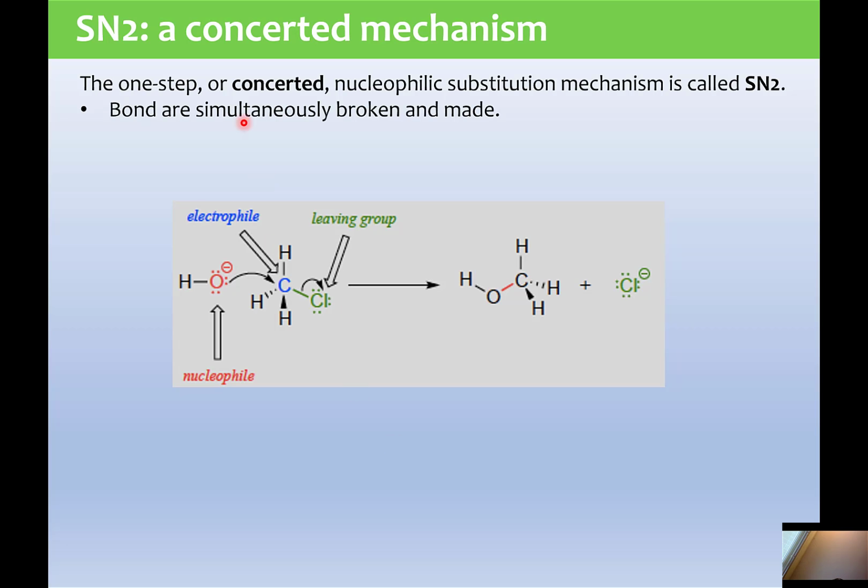Now here is the SN2 concerted mechanism. What's the concerted term? It's one step. Look at this one arrow: it's one step, and it's concerted, happening all at once. What's happening at once? First the leaving group, that's the chloride. Electronegativity creates a delta plus on the carbon and a delta negative on the chlorine atom, so it's preferred to take these two electrons to the chlorine atom, right?